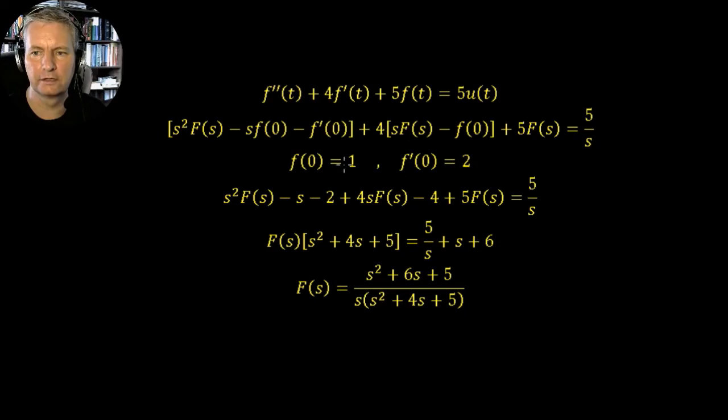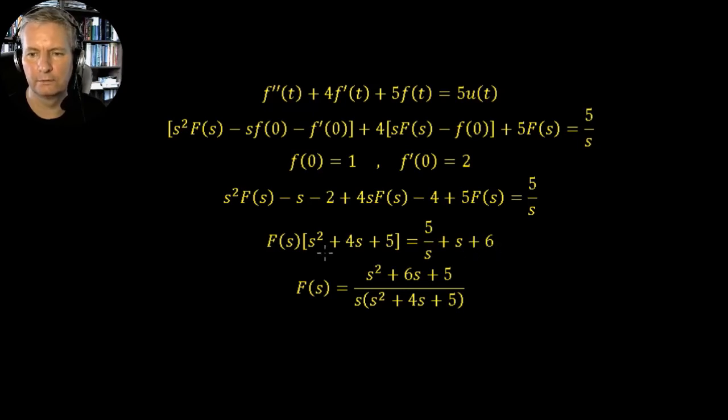So we stick the initial conditions in here for the values of f of 0 and f derivative of 0. That's going to leave us with s squared F of s minus s minus 2 plus 4s F of s minus 4 plus 5 F of s equals 5 upon s. And now all we need to do is take out the factor of F of s, and in the brackets you'll have s squared plus 4s plus 5, and we can take the rest of this over to the other side. We'll have 5 upon s plus 6.